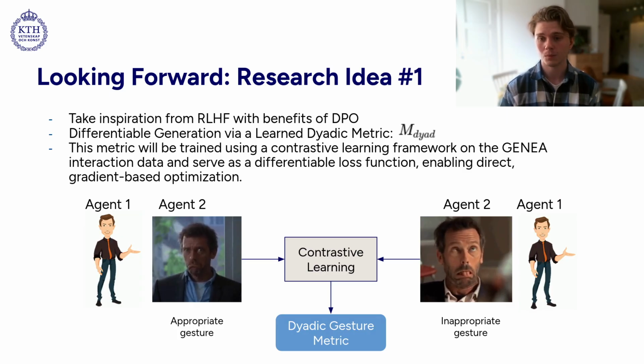Looking even further forward, I would like to share a high-level outline of 3 research directions that I'll go over briefly, building on this synthesis. This is, of course, a very preliminary outline, open to feedback, which I would love to receive from you. Stage 1, or idea 1, is to develop a 3D gesture generation model that is optimized directly against a novel learned metric for dyadic appropriateness.